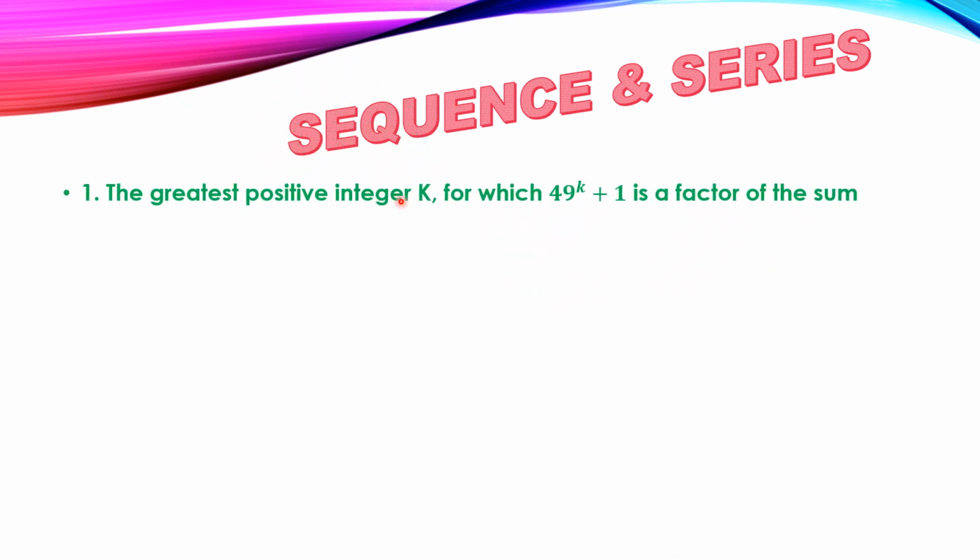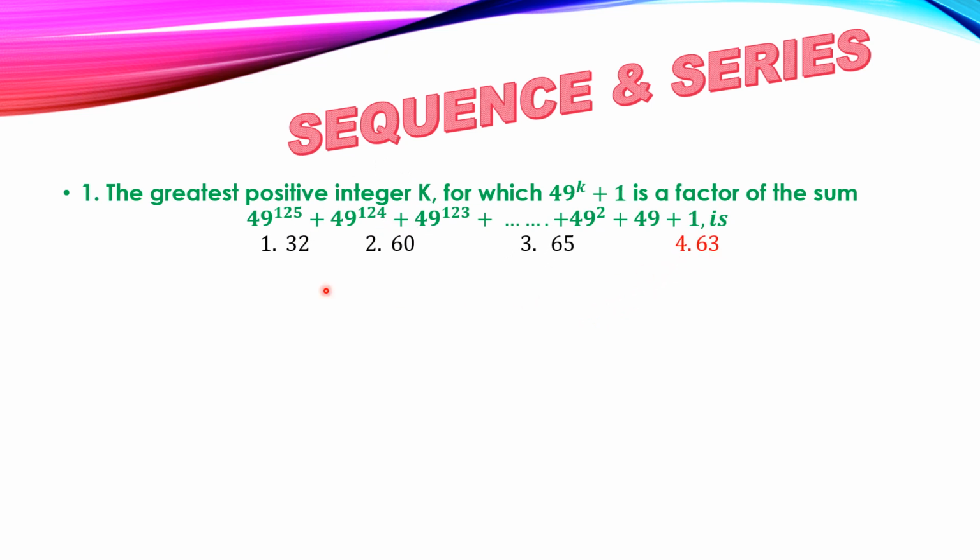Now the first problem is: the greatest positive integer k for which 49^k + 1 is a factor of the sum 49^125 + 49^124 + 49^123 + and so on + 49^2 + 49 + 1 is... The given options are: first one is 32, second one is 60, third one is 65, and fourth one is 63.